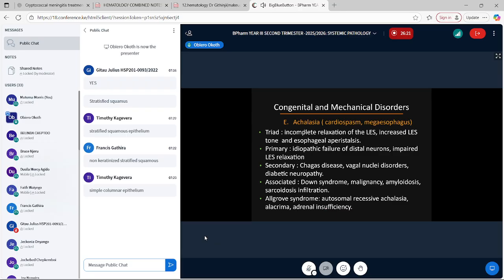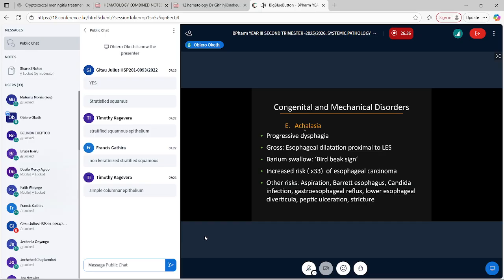But what you should remember is that in this case, the lower esophageal sphincter does not relax, and the esophageal muscles are not strong enough to push the food through. So food remains in the esophagus. You have some form of obstruction. You have progressive dysphagia. Yes, and because there's a lot of food remaining in the esophagus, with the weakening of the esophagus, the proximal esophagus normally dilates. So you have a gross dilatation of the esophagus proximal to the LES, and on the barium swallow, you see what's called a bird beak sign. I'll show you what you mean by a bird beak sign.